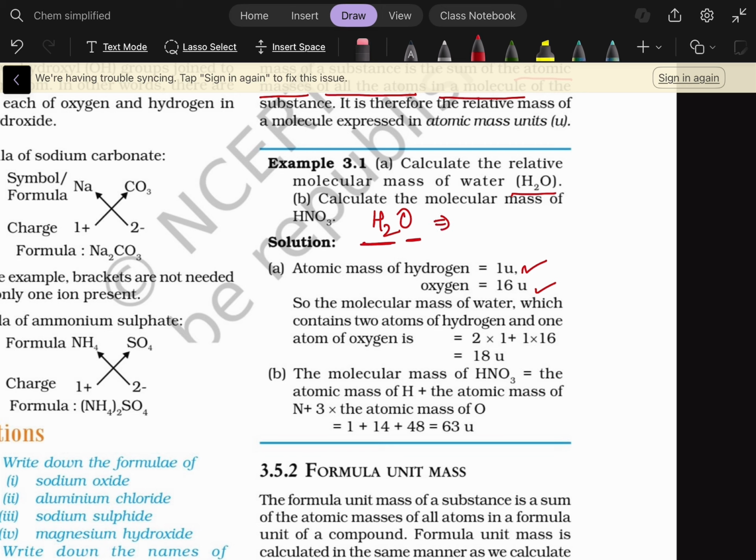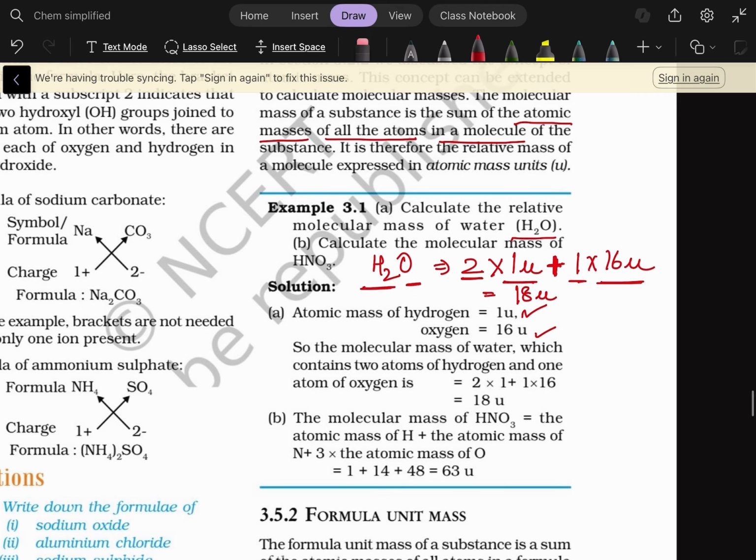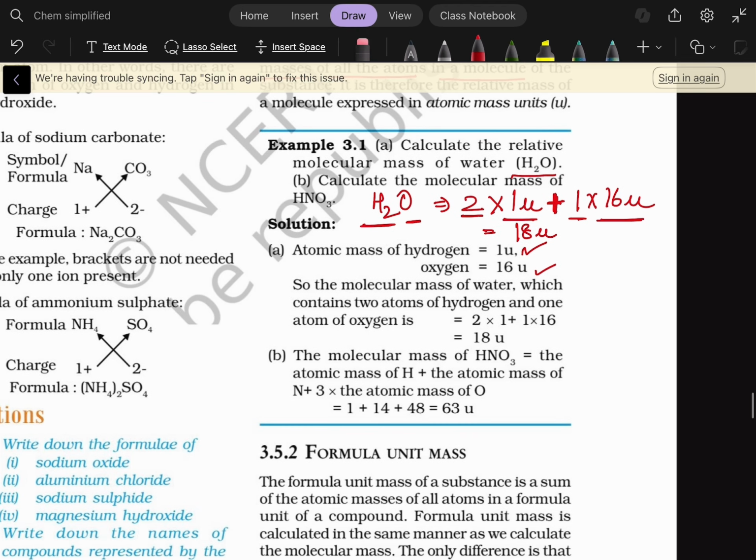So we will write it as 2 × 1 u + 1 × 16 u. Here 2 signifies the number of hydrogen atoms and 1 u is the atomic mass of each hydrogen atom. Here 1 represents one oxygen atom and 16 u represents the atomic mass of the oxygen atom. So we add the atomic masses of both the elements and the value we get is 18 u, and 18 u is the molecular mass of the water molecule.